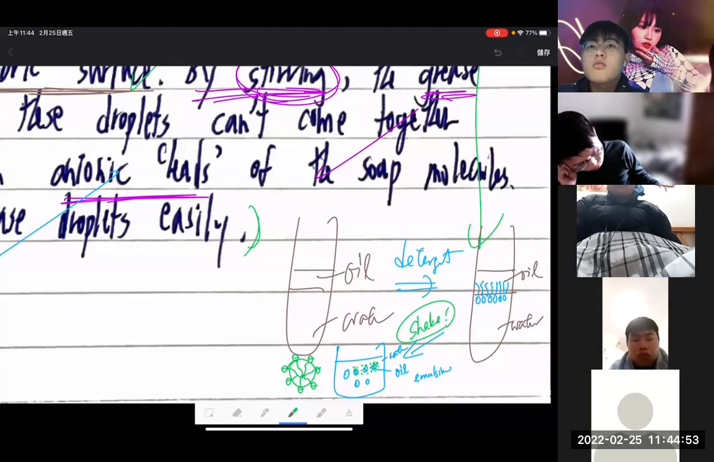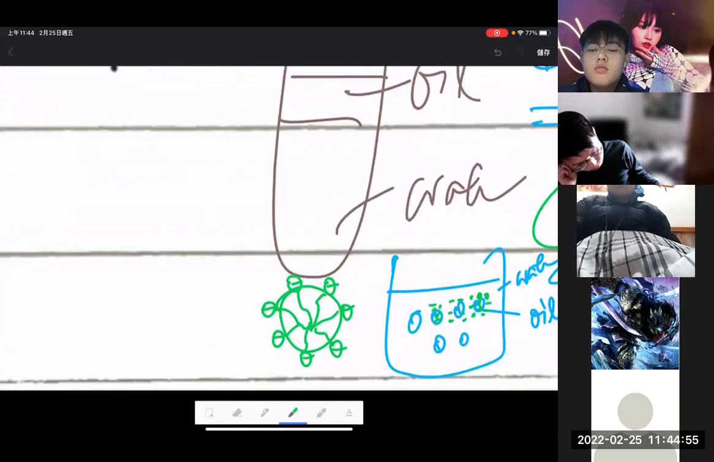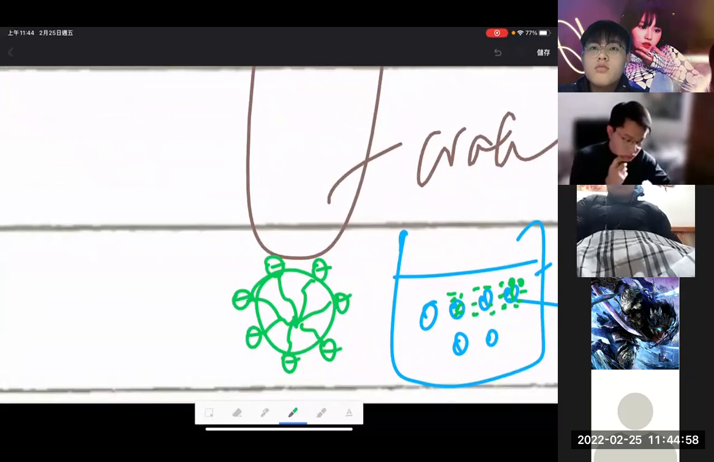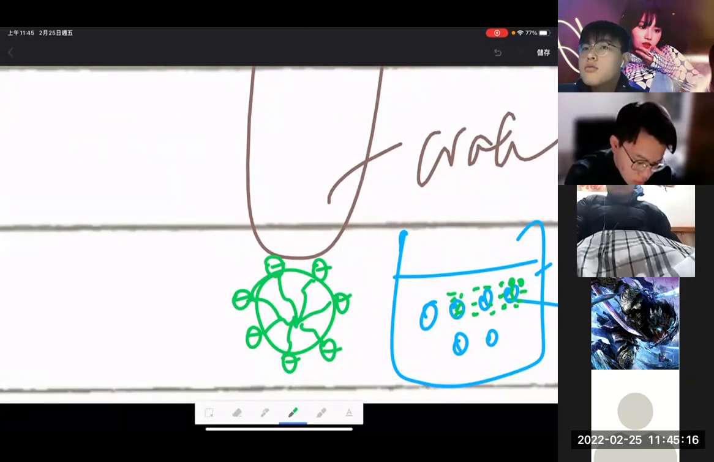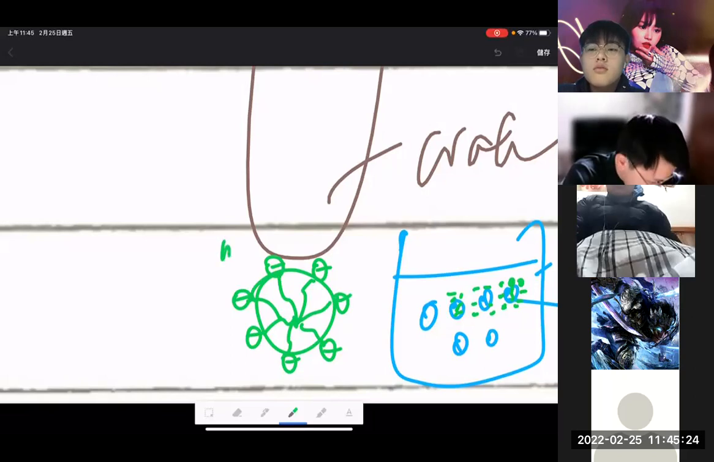Do you understand? But with the help of the detergent particle, because of this structure, we call it a micelle, M-I-C-E-L-L-E. So it is a negatively charged tiny droplet. While those clusters, those different oil droplets, cannot come together again with this action after shaking. And we call this emulsion. Do you understand? So I do hope this will help.